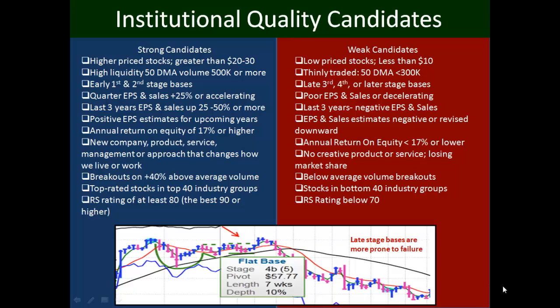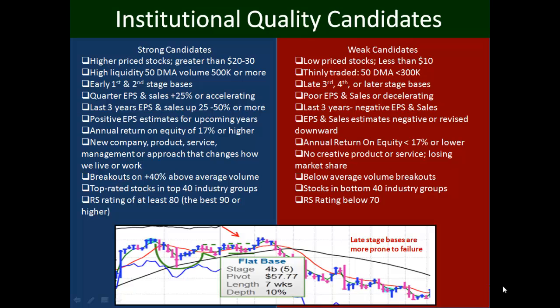You want to zero in on top rated stocks, which are often stocks that are in the top 40 industry groups. And you also want to focus in on the stocks that are leading the market, and they usually have a strong relative strength rating. We like to see 80 or better.